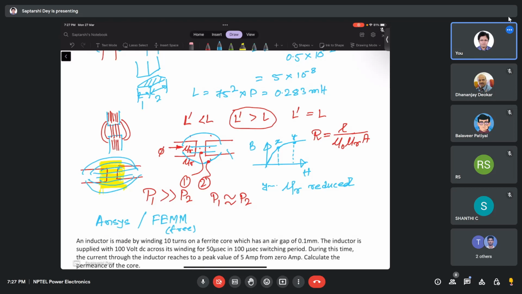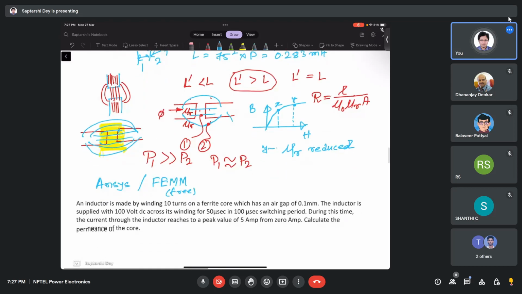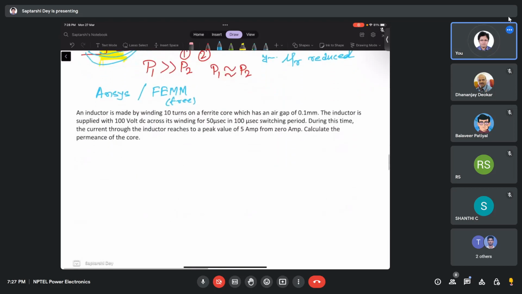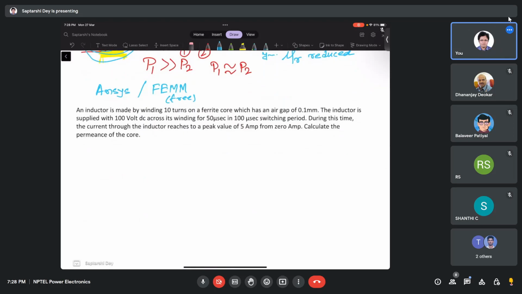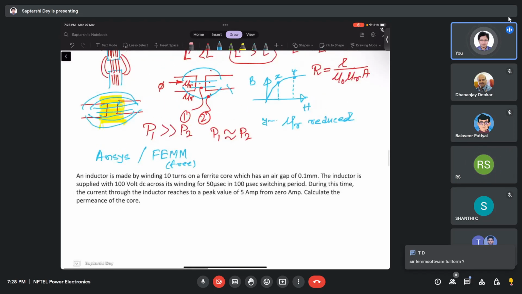Okay, we'll now go to the next question. FEMM software full form is Finite Element Method Magnetics. You can just search for FEMM and you will get the software. Yes, go ahead.